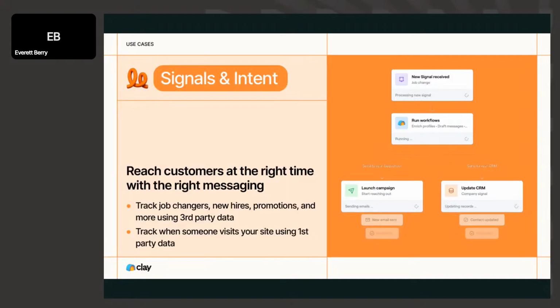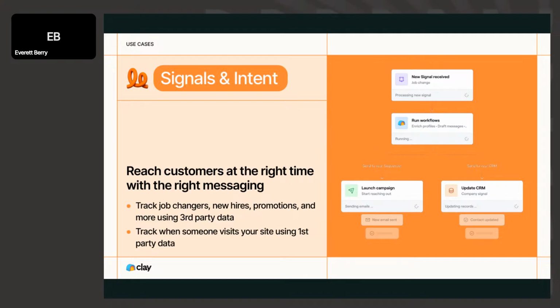Okay, so we've gone through a couple of the basics. Now we're getting into some of the more advanced territory, and this is really when you start talking about signals and intent. Unlike some of the static data points that I was just referencing, these are dynamic data points. These are things that are constantly changing, and many companies are going to be setting up alerting infrastructure to take action when something changes.